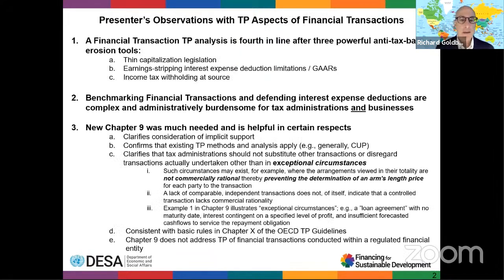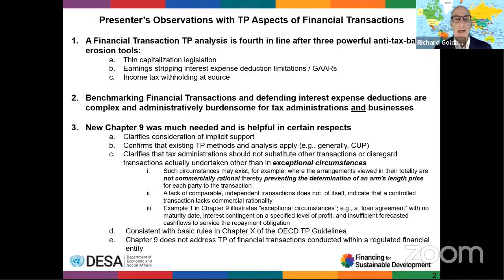Next slide. I'm going to begin by sharing some context around the new financial transaction transfer pricing rules. Arm's length pricing of financial transactions under Article 9 is 4th in line between 3 overriding anti-tax base erosion provisions. These 3 tools apply whether or not interest expense on intercompany debt is arm's length as determined under Article 9 in the UN Transfer Pricing Guidelines or Manual. FinCap legislation is common and recharacterizes debt as equity if the debt equity ratio exceeds a certain percentage.